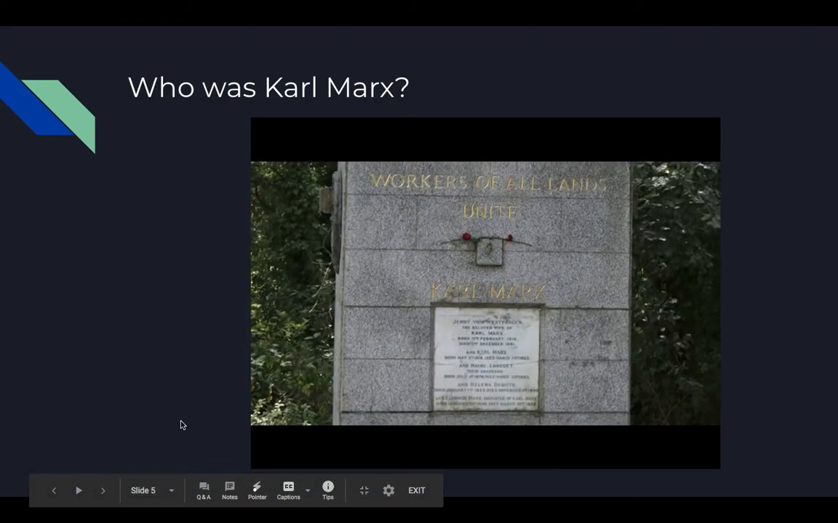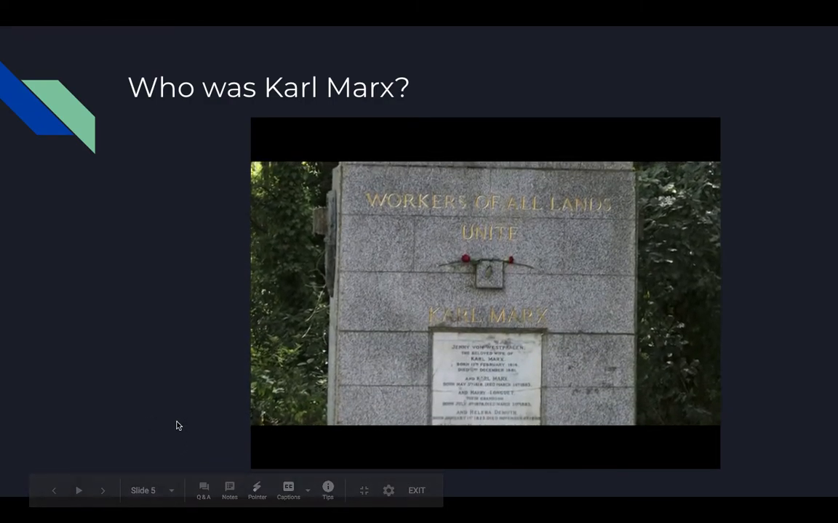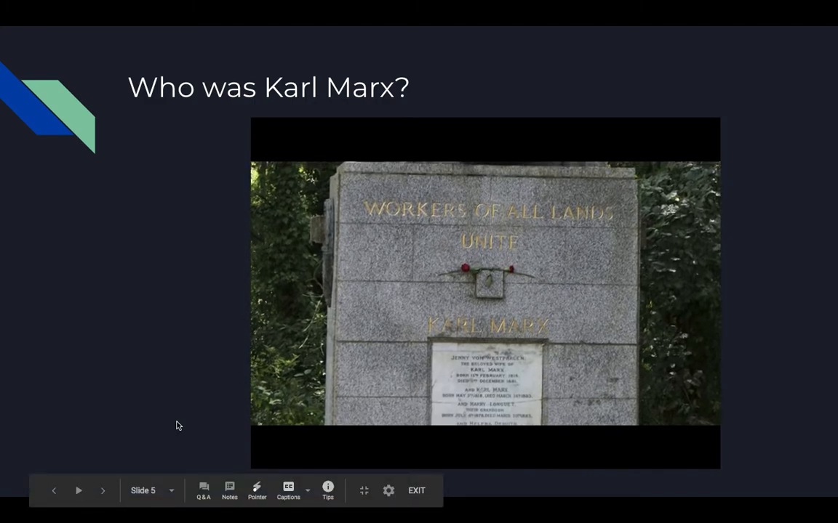On his tombstone is inscribed the final line of the Communist Manifesto: "Workers of all lands unite."